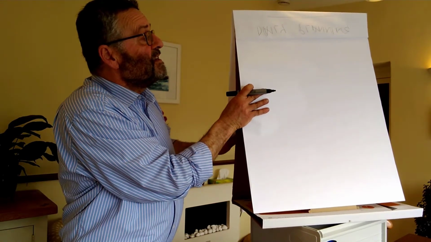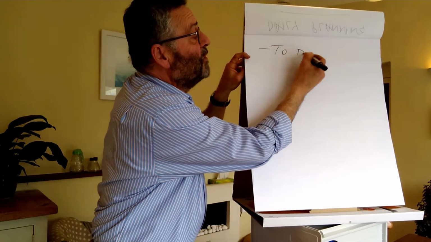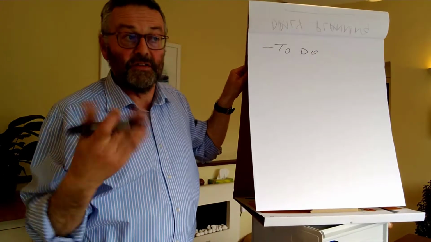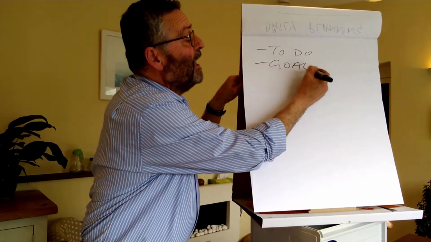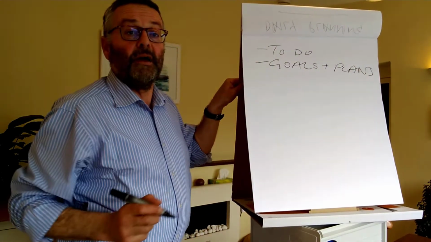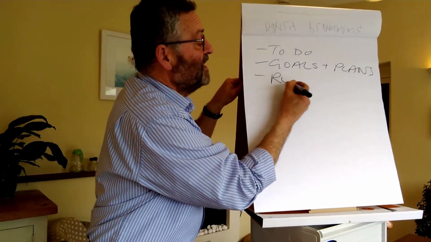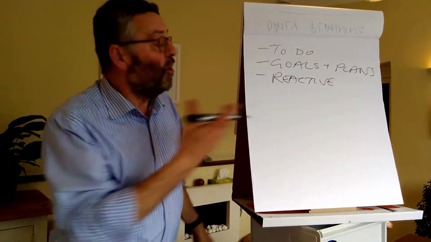So stuff on the list is going to be stuff from your to-do list from today, that's come over. Stuff from goals and plans that are coming into your day. And reactive stuff that happens during the day. That's going to be on your list.